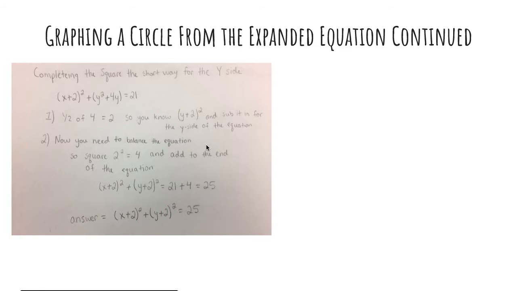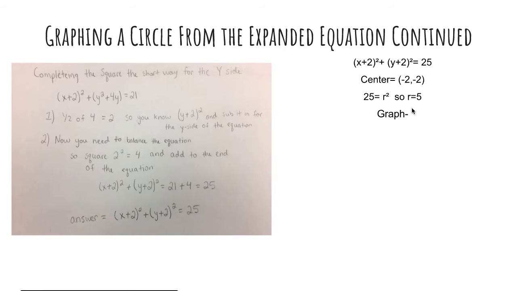And now you need to balance the equation. So you find 2 squared equals 4, because you got 2 from here. And you add that to the end of the equation. So you get 21 plus 4 equals 25. And your answer is x plus 2 squared plus y plus 2 squared equals 25.